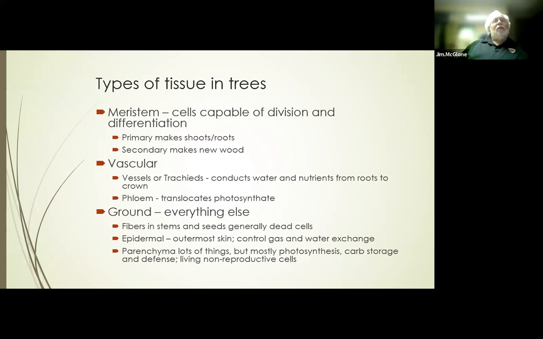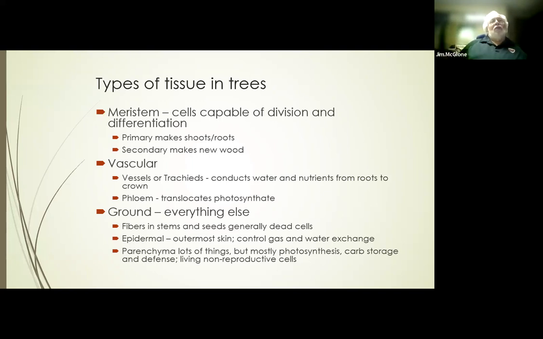There's also the vascular tissue, which would be the vessels or tracheids. These conduct water and nutrients from the roots to the crown. They're found in the xylem of the tree. And then the phloem, which translocates the photosynthate. So the vessels or tracheids, depending on whether we're looking at an angiosperm or a gymnosperm, is what's moving water, while the phloem is what's moving the sugars around in the tree.